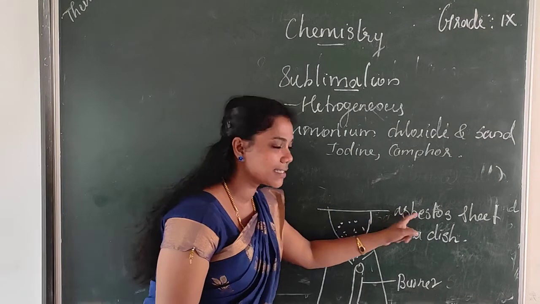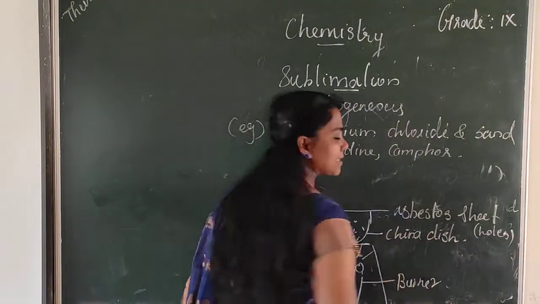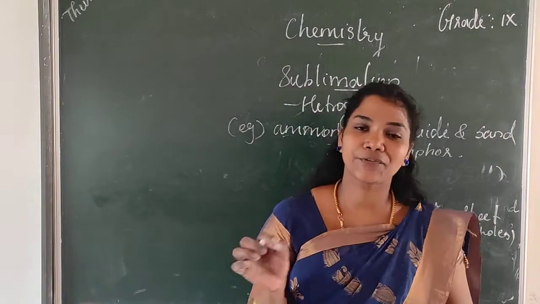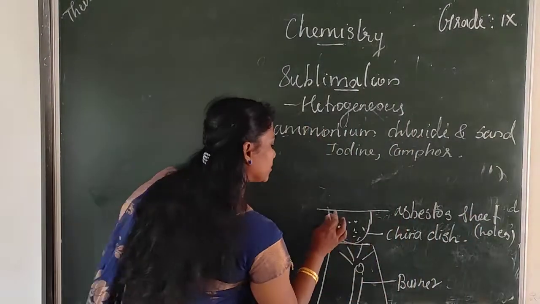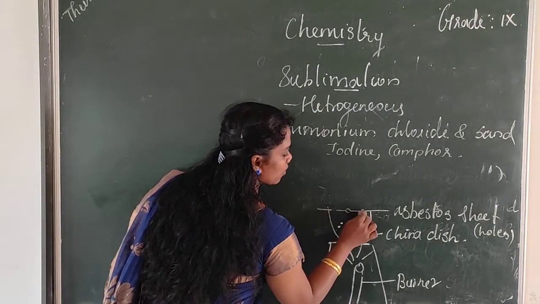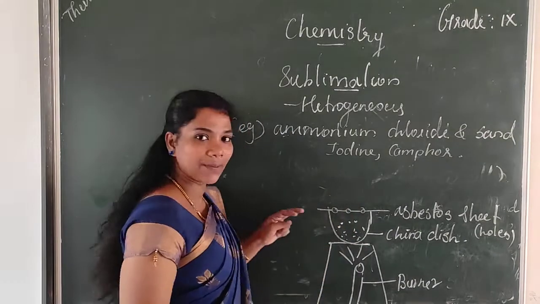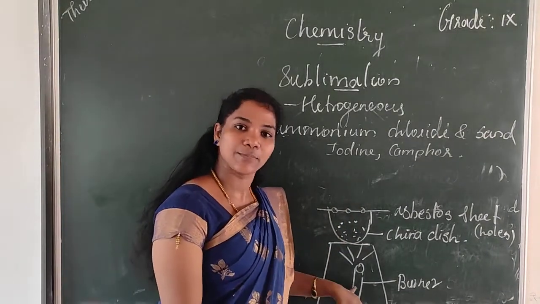And this asbestos sheet contains so many holes. That is called perforated asbestos. Perforated means it contains small holes on the sheet. Now you heat the burner. Now we begin the heating process.